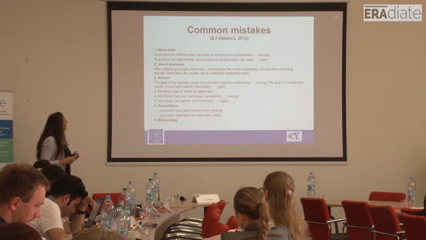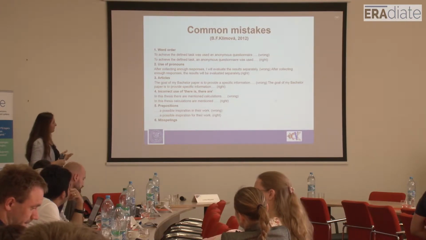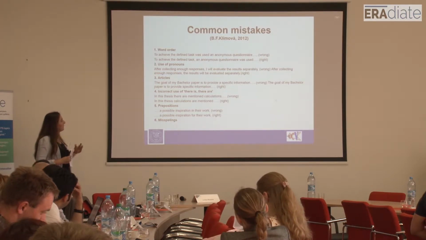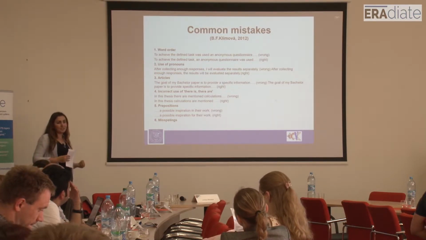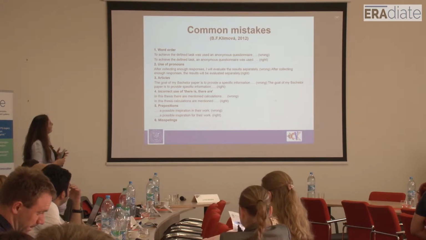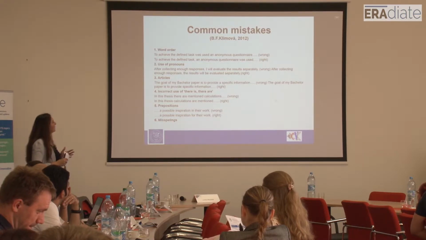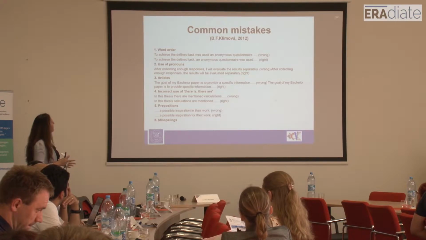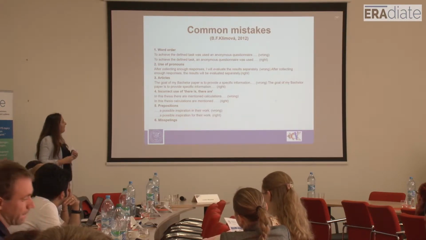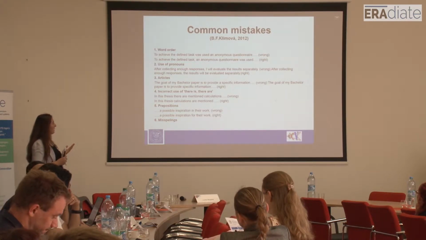Yeah. So the third common problem was the articles, especially in terms of countable versus uncountable nouns. For example, "the goal of my bachelor paper is to provide as specific information" is wrong, because "the goal of my bachelor paper is to provide specific information" is a better version of it. Then the incorrect use of "there is" and "there are" is commonly a problem.